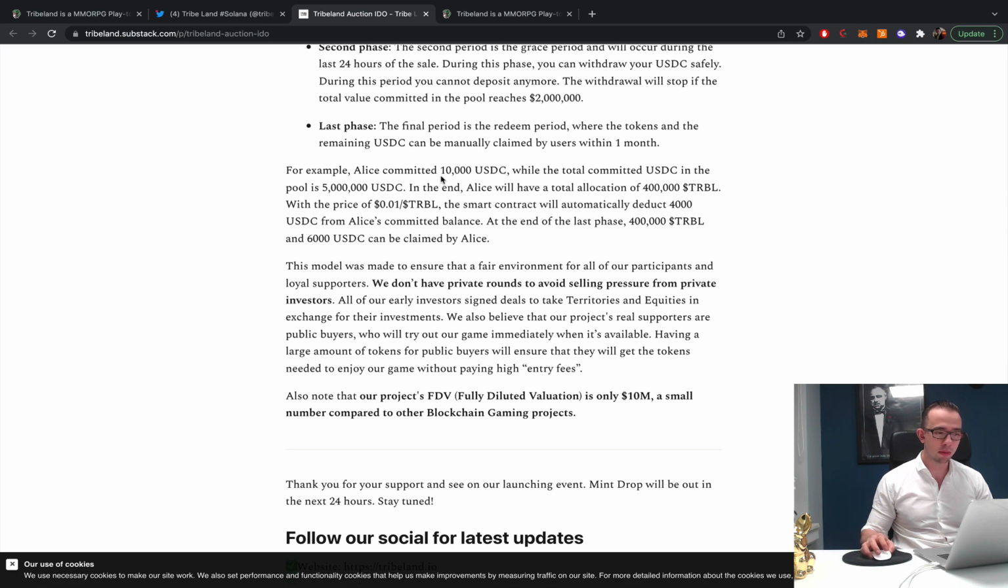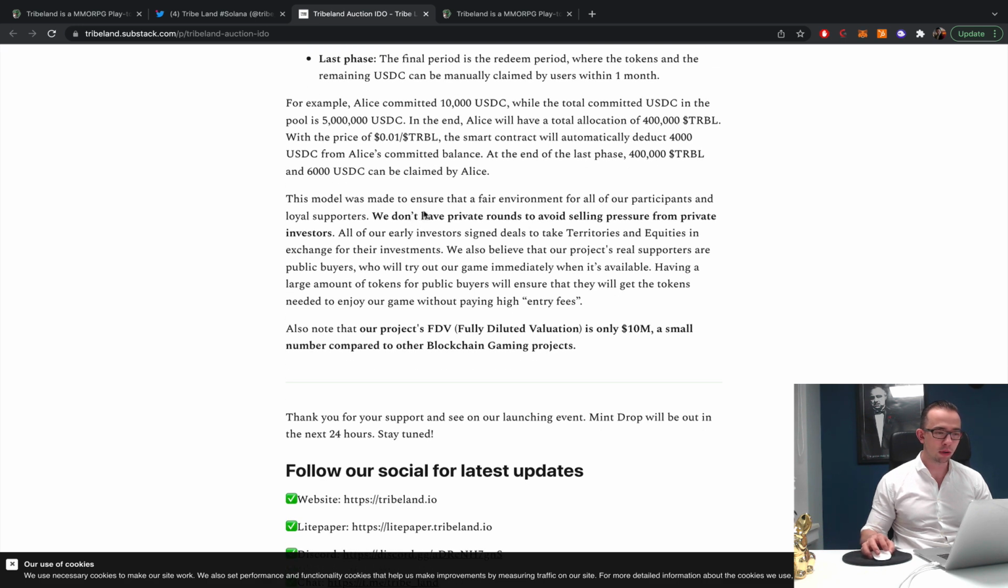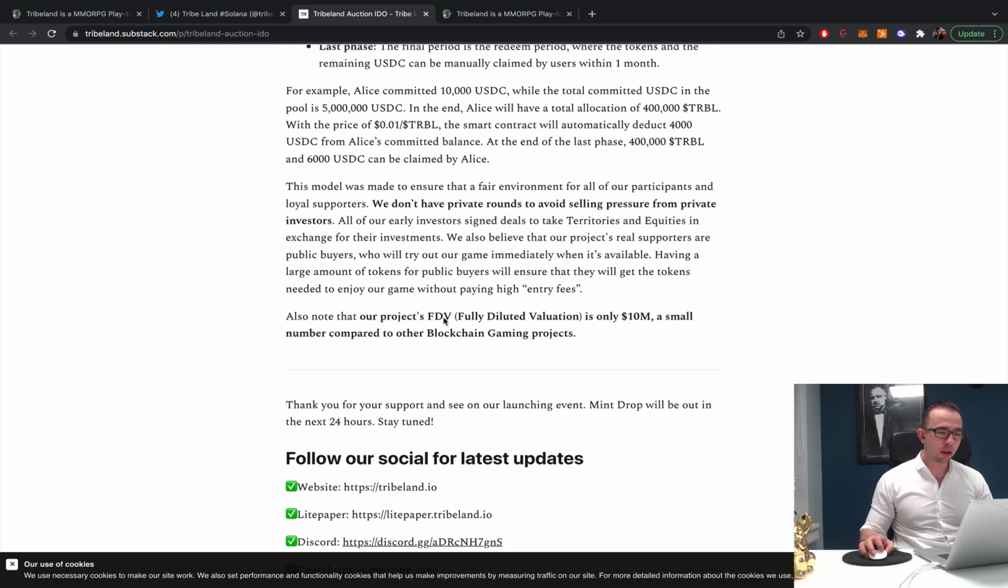For example, Alice committed 10,000 USDC, while the total committed USDC in the pool is 5 million. At the end, Alice will have a total allocation of 400,000 TBL. With a price of 1 cent, the smart contract will automatically deduct 4,000 USDC committed by Alice. At the end of the last phase, 400,000 and 600,000 can be claimed. Okay, that makes sense. This model was made to ensure fair practice, blah, blah, blah. Yeah, makes sense. Also note, our project's fully diluted valuation is only 10 million, a small number compared to other blockchain projects. Yes, that's true.